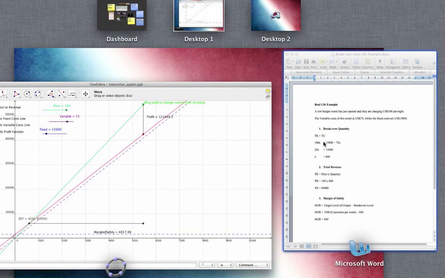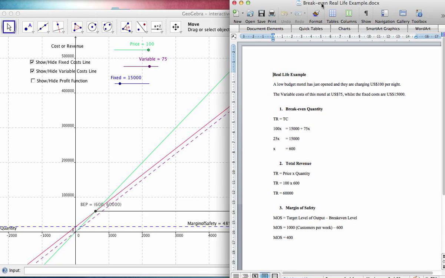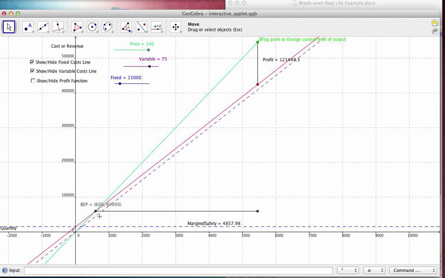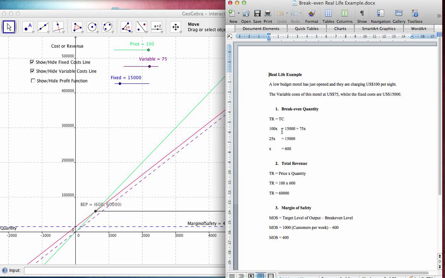There we go. So now that we have the variable costs, fixed costs, and the price, we can determine the break-even quantity, which is where total revenue equals the total costs. So as it's worked out, the break-even quantity would be 600, right here, 600 nights. And using this quantity, the total revenue can be worked out as 60,000, as shown on the graph as well.